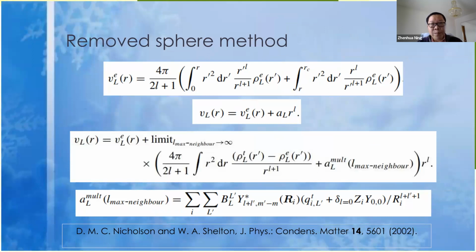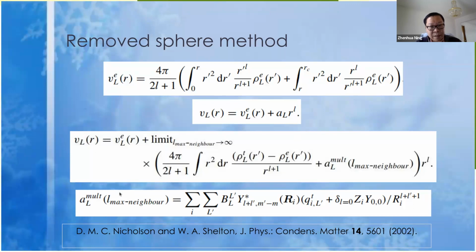There is one removed field method that was proposed in 2002 by Nichols and Shelton. They based it on two observations. The first is that if the Coulomb potential is calculated by extended charge density, it should be of this form. If we calculate the potential for a point near the origin, it can be obtained by the truncated charge density, and these two methods should be equivalent. Equating them, they obtain the coefficient A, L, and then the final Coulomb potential can be obtained by this equation.